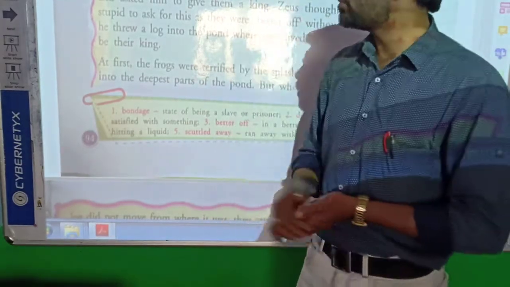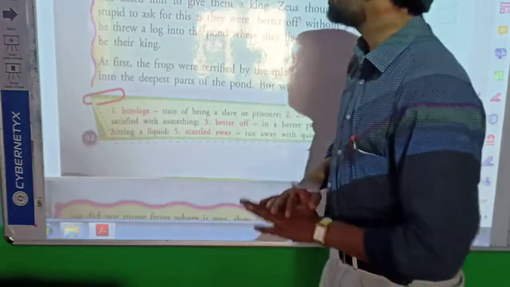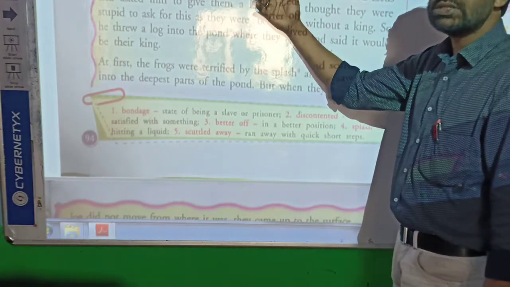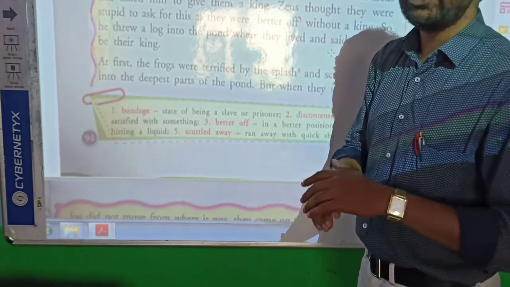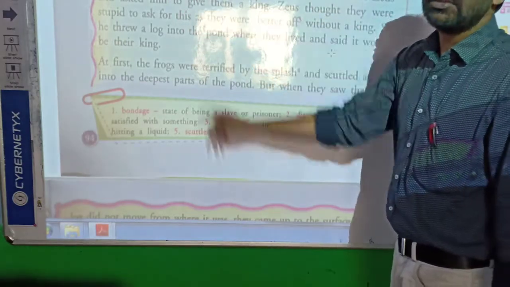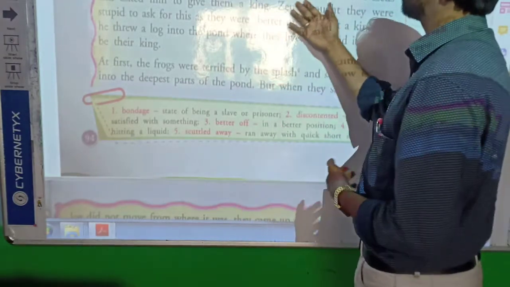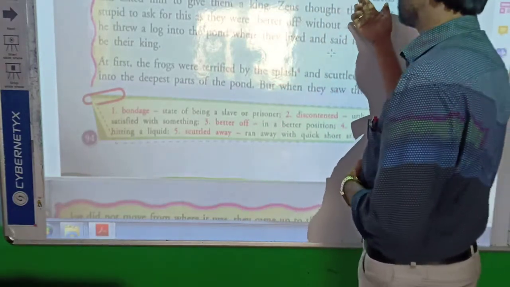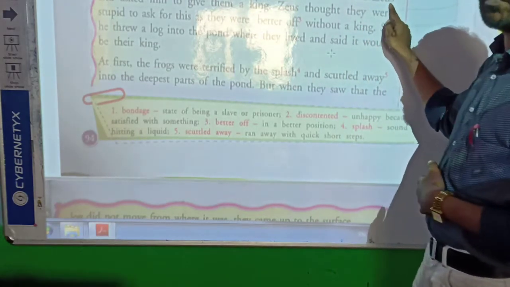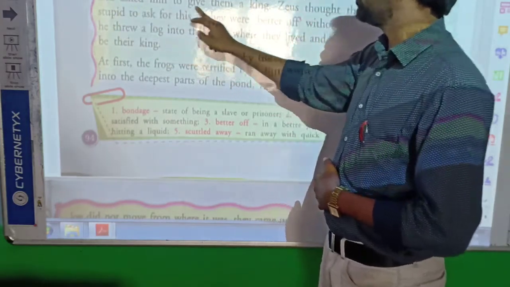So dear student, what is told in this story? It is given here, once upon a time the frogs were discontented. What is meant by discontented? Means they were not happy. They were unhappy because they had no one to rule over them, because there was no king to rule them. And some of the frogs went to God Zeus. God Zeus is one god. Actually, Zeus is the god of thunder and sky. So they asked him to give them a king.